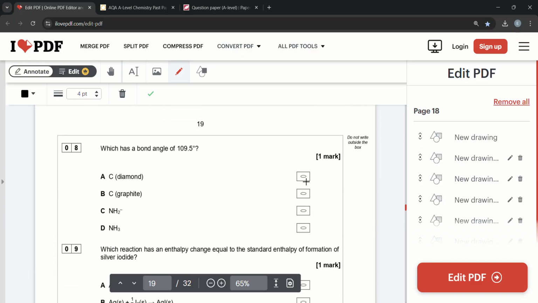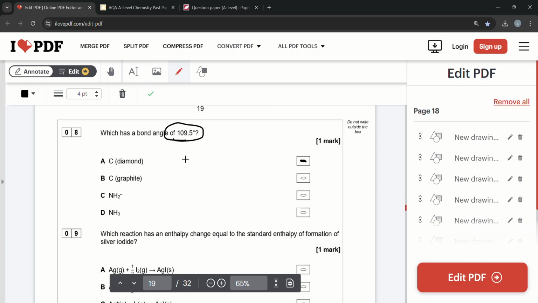Which has a bond angle of 109.5 degrees? Carbon, diamond. Very simple, testing your knowledge of bond angles.